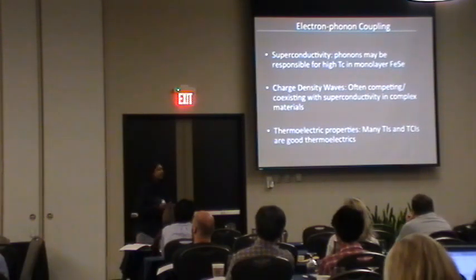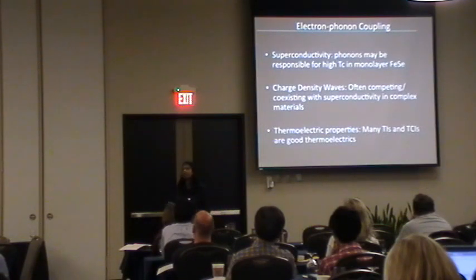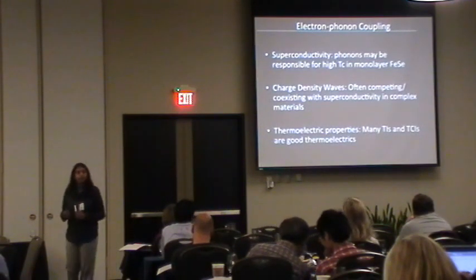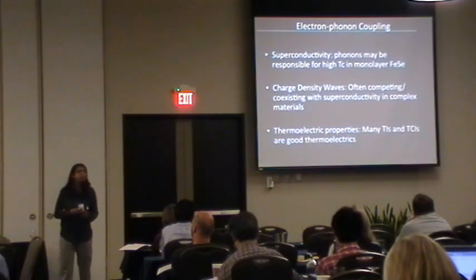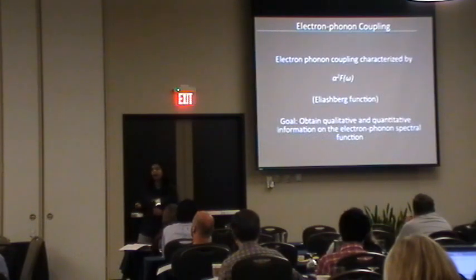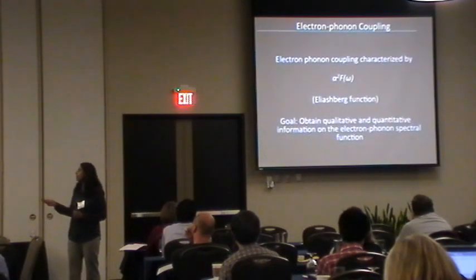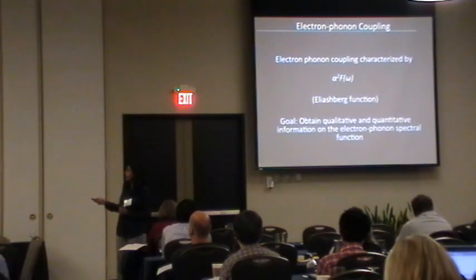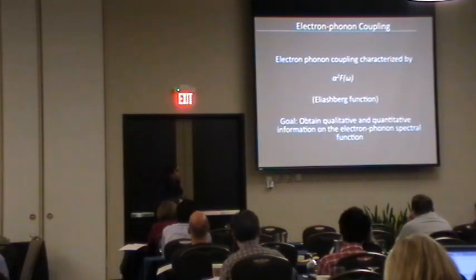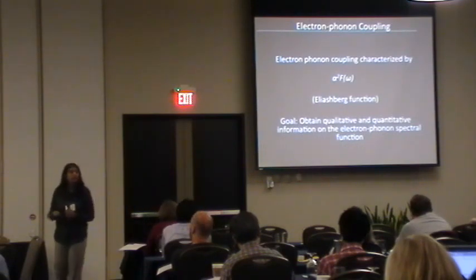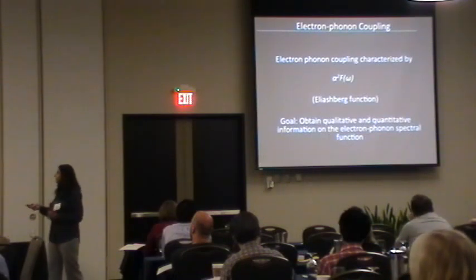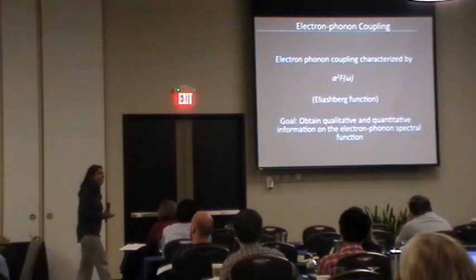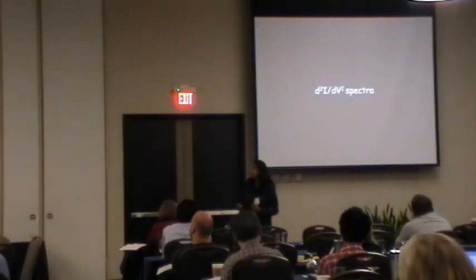So as we know, phonons are lattice vibrations. The coupling between electrons and phonons can give rise to superconductivity, all kinds of other phenomena, including charge density wave, and it influences the thermoelectric properties of materials. Electron-phonon coupling is characterized by a very famous function called the Eliashberg function, alpha squared F of omega. Alpha here is just the coupling between the electrons and the phonons. It tells you the strength of the coupling. And these are all the different phonons that couple with the electrons. F of omega is a function. So our goal is to obtain qualitative as well as quantitative information on alpha squared F using scanning tunneling microscopy.